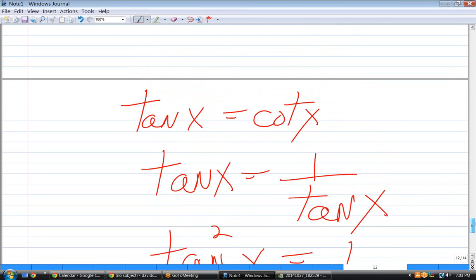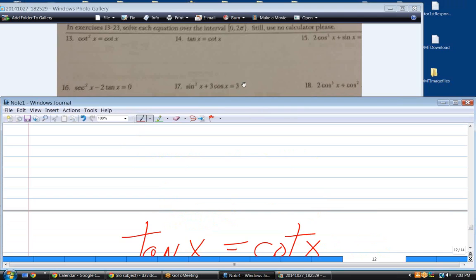When you have an equation, I'm sure that they have one here, like 17. 17 is in two different trig functions. So we've got to convert it to the same trig function. Which one are we going to convert it to? Sine or cosine? Cosine. Right, because we can convert this. It's harder to convert that.